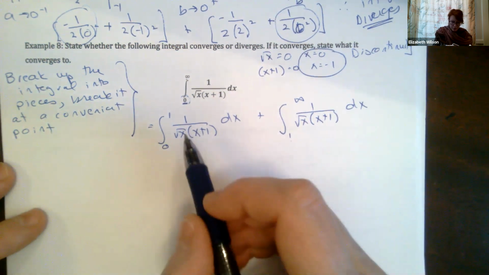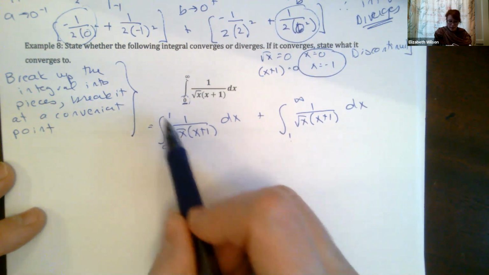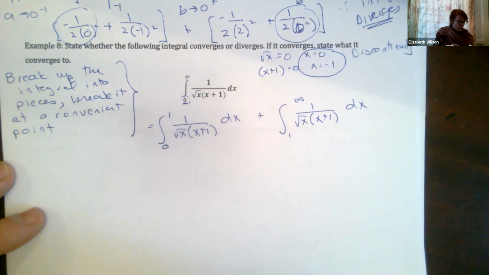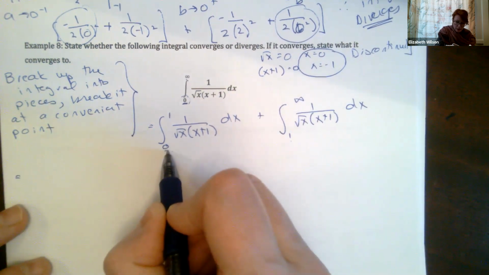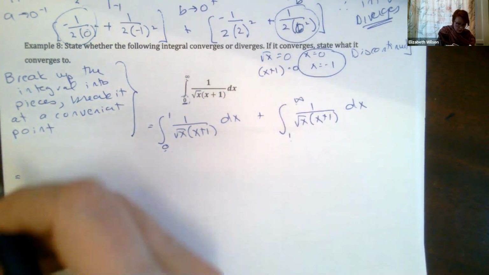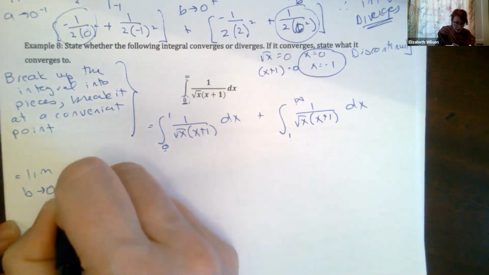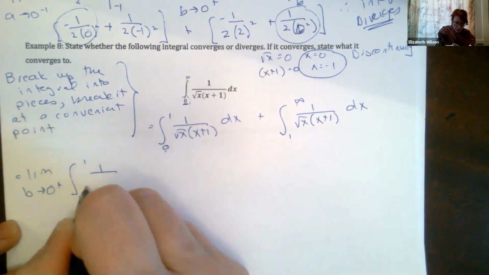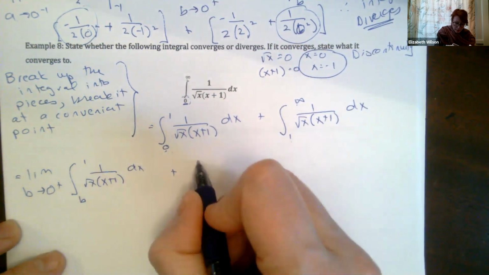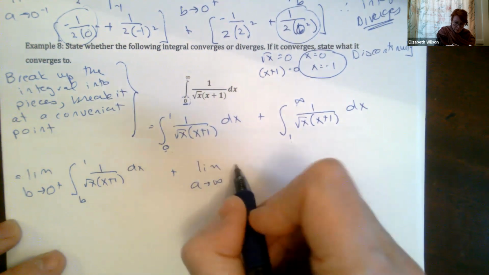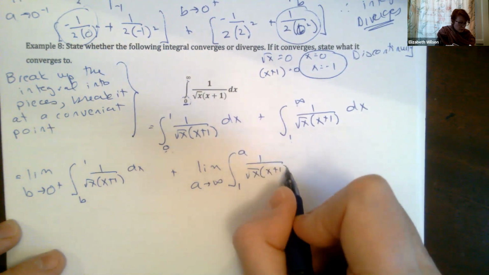Okay, so like if I chose 0 to 100,000, well, now I've got to evaluate that, so it's going to be a pain. So think about what you're going to get. Okay, so 0 to 1 and then 1 to infinity. Now I'm going to do limits, right? Because I've got a discontinuity here and I've got an infinite bound there. So I'm going to say the limit as b goes to 0 from the right-hand side, I'm going to integrate from b to 1, 1 over radical x plus 1 dx plus, and I'm going to make this a limit as a goes to infinity, 1 to a, 1 over radical x plus 1 dx.